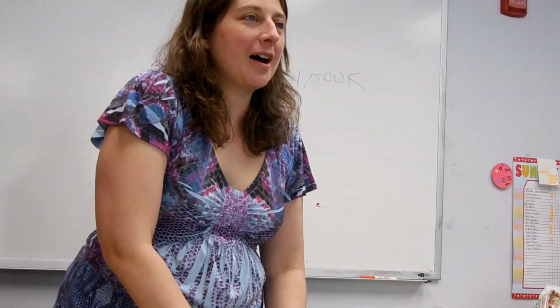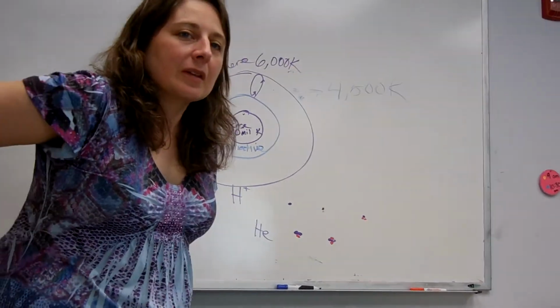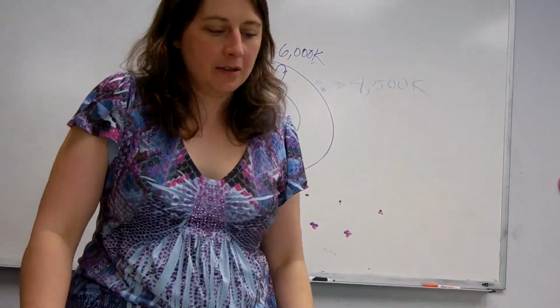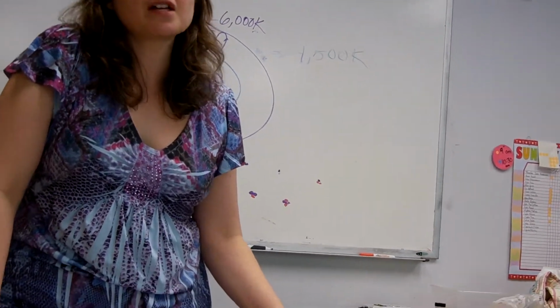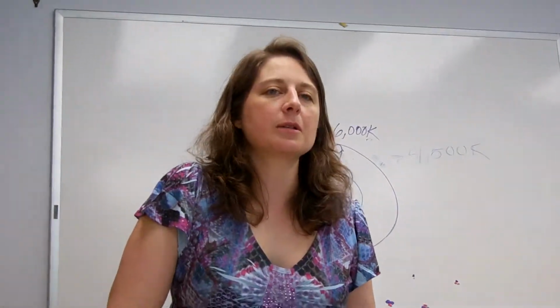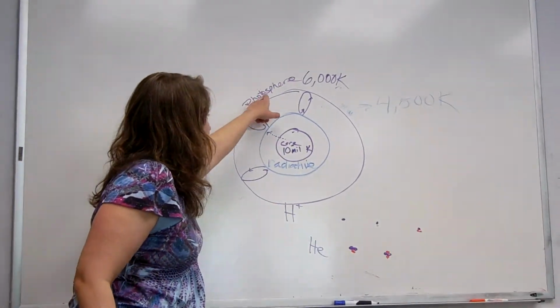You're talking about the photosphere? That's 4,500. The photosphere is 6,000 Kelvin. The sunspots are cooler by a little bit, sometimes 4,500. How much is the radiation? Well, this is the photosphere.